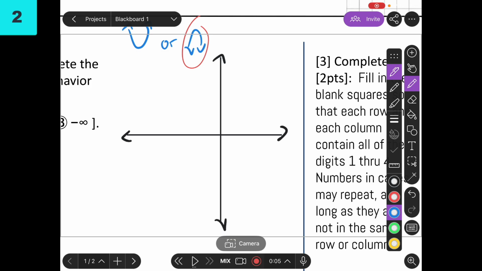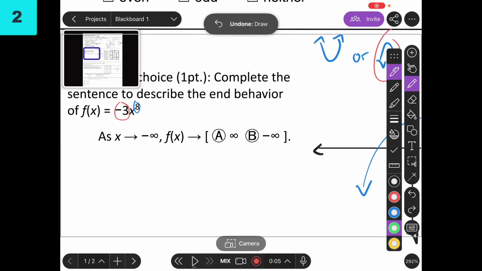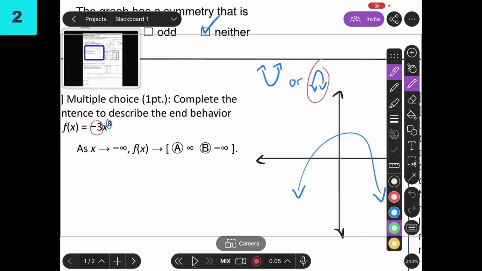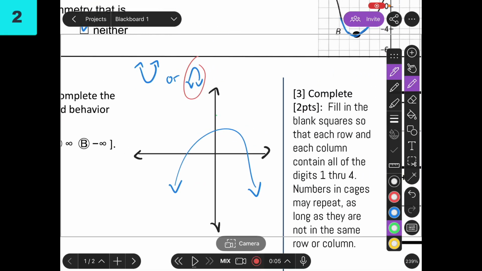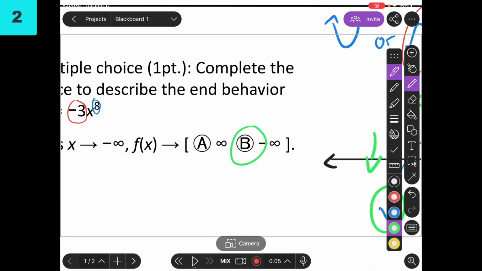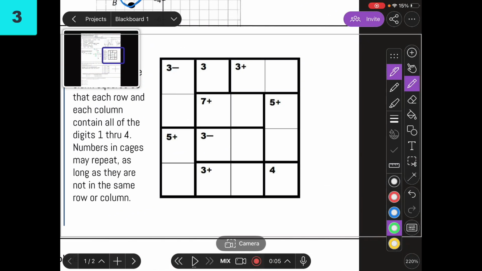I'm not interested in what the details are in between, right? Because something could be going on in the middle. But I'm not really interested in that. I'm only interested in my end behaviors, because that's all they're asking you. They're only asking you about what happens as x goes to negative infinity, right? As x goes to negative infinity, what happens? Your y goes down. So this is my answer: negative infinity.